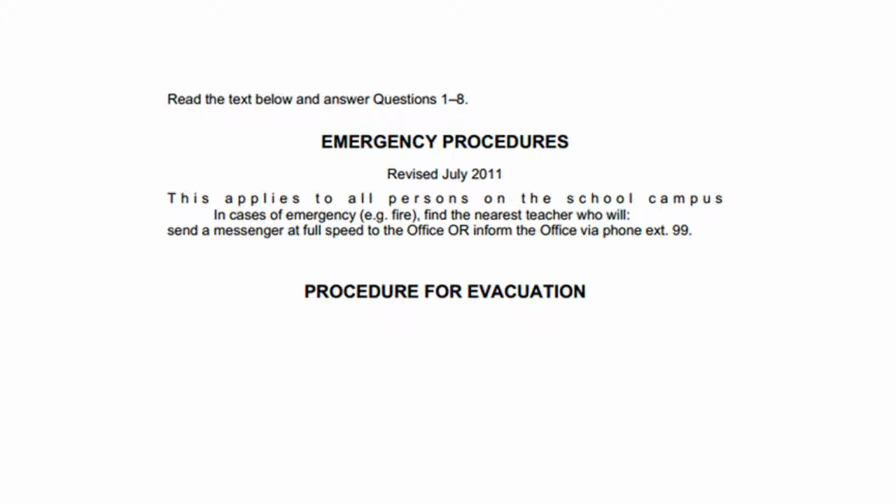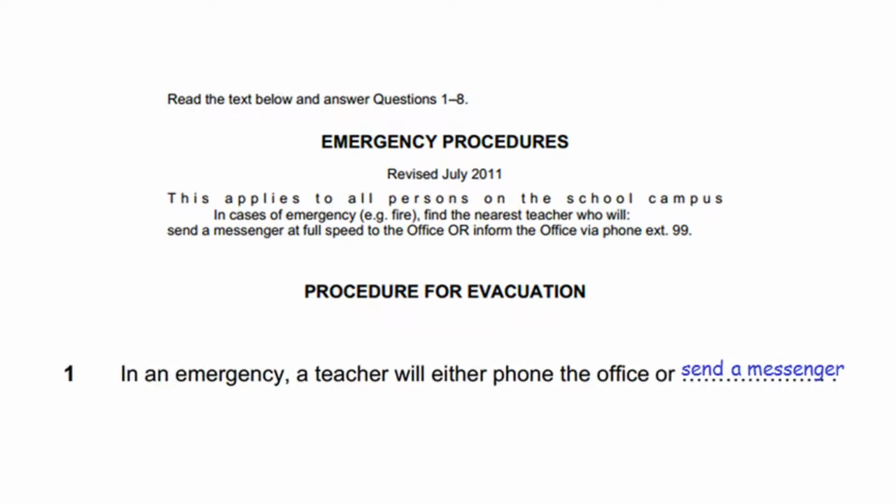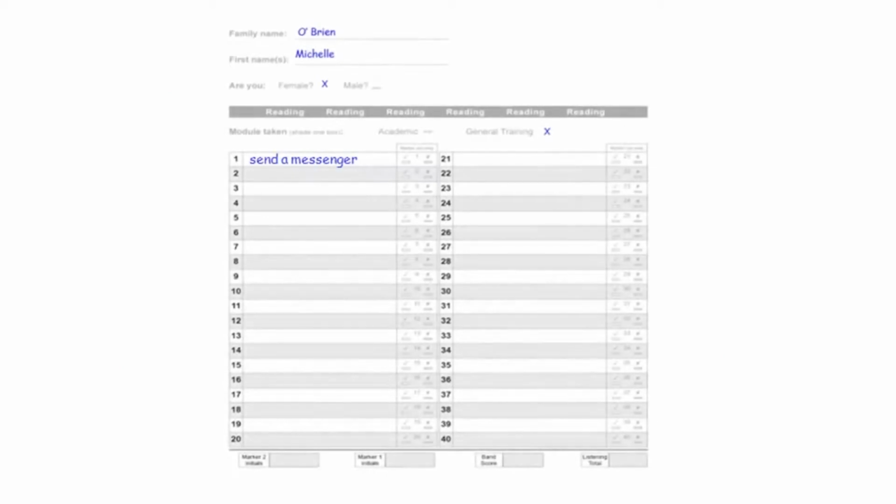In cases of emergency, for example fire, find the nearest teacher who will send a messenger at full speed to the office or inform the office via phone extension 99. Therefore, we can see that the missing words are send a messenger. On your answer sheet, write the words send a messenger for the first answer. Then go back and look at question 2.